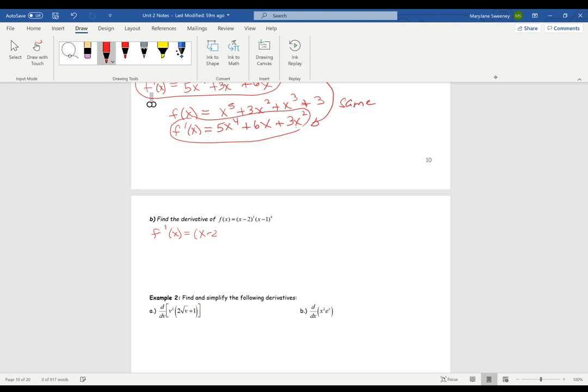So first times the derivative of the second. Now the derivative of the second, the 4 goes in front, subtract 1, so it's 4 times x minus 1 to the 3rd, plus the second, which is x minus 1 to the 4th, times the derivative of the first, which is 3 times x minus 2 to the 2nd power, because again, subtract 1 off of the exponent.